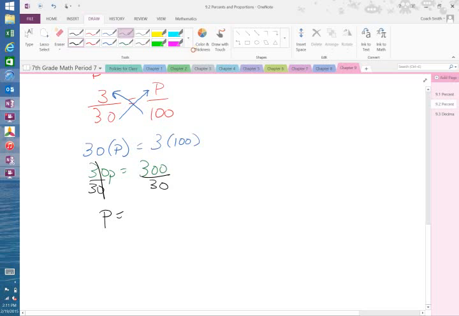Now we divide. The zeros cancel on our 30 and our 300. And that leaves us with 30 over 3, which is 3 into 30, which is 10%. And that is your answer.